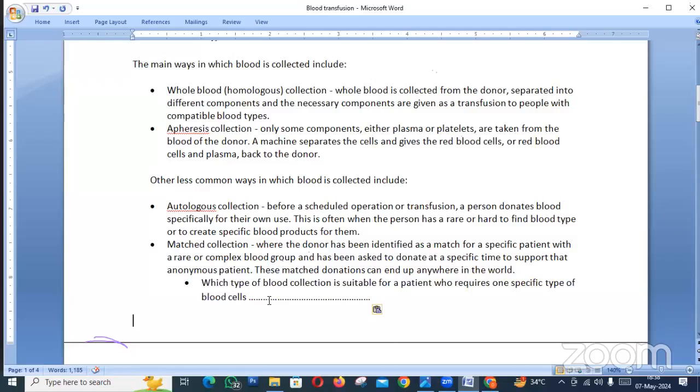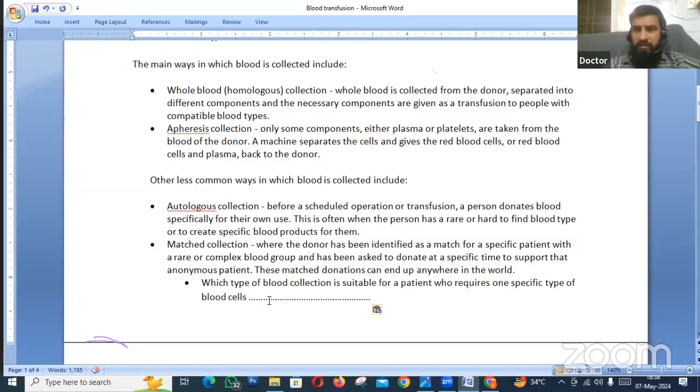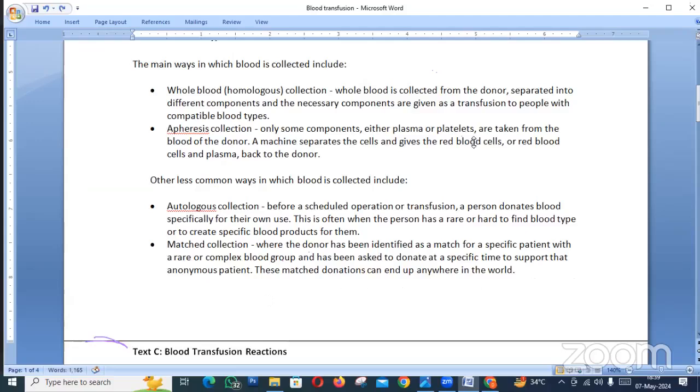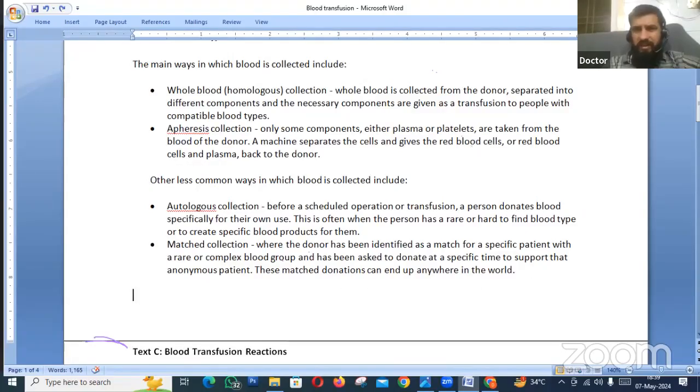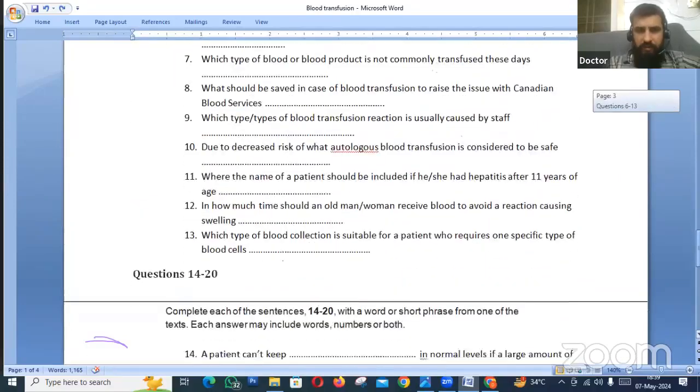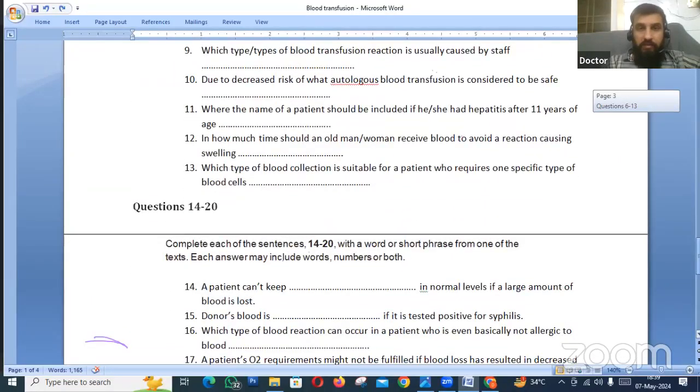Both are perfect. In OET, they're not strict. This is not like IELTS. In OET, they're flexible. They're broad-minded. Whichever expression is suitable.